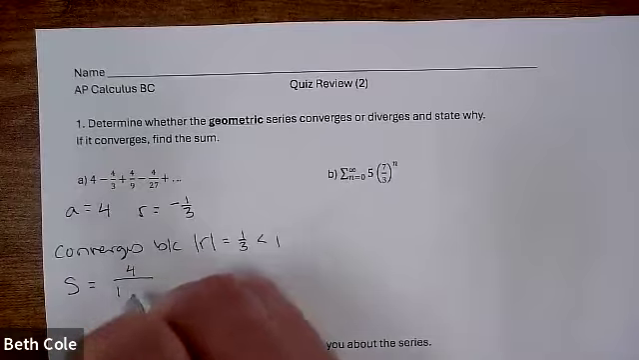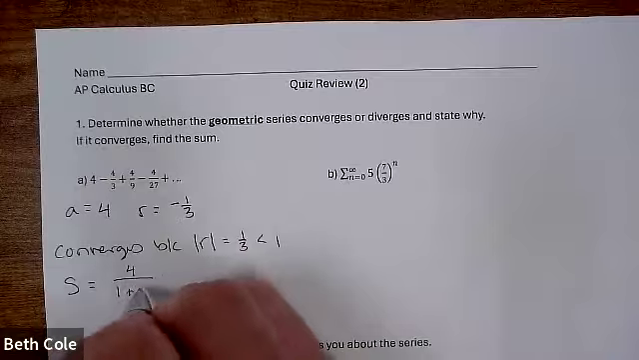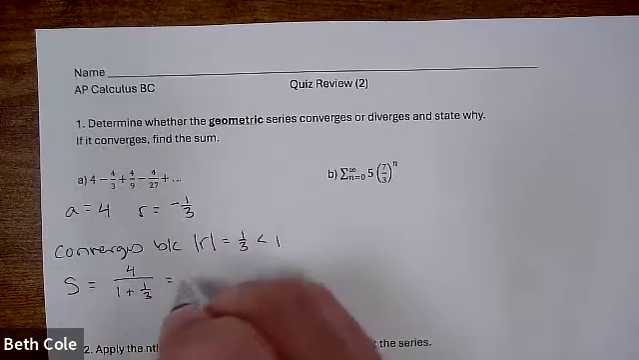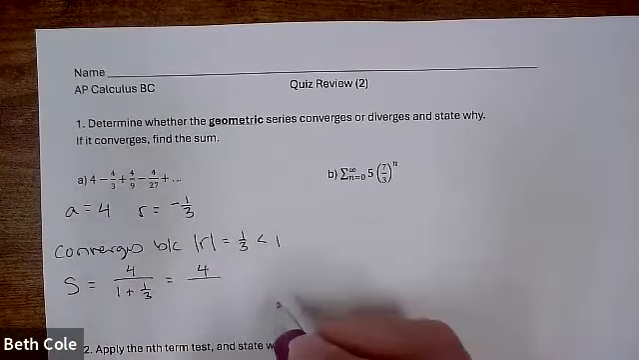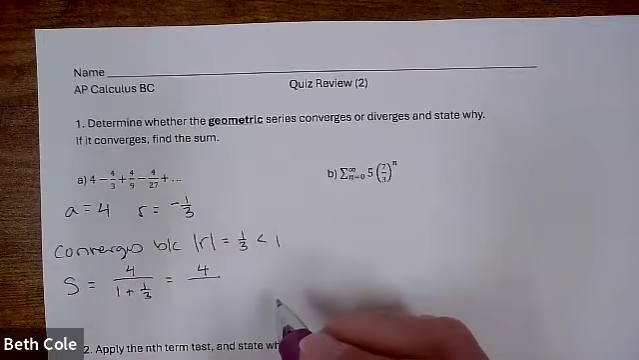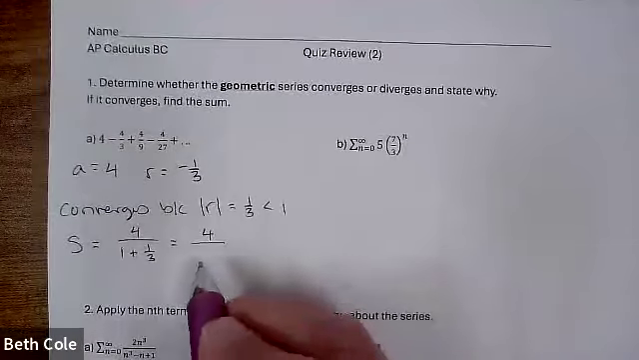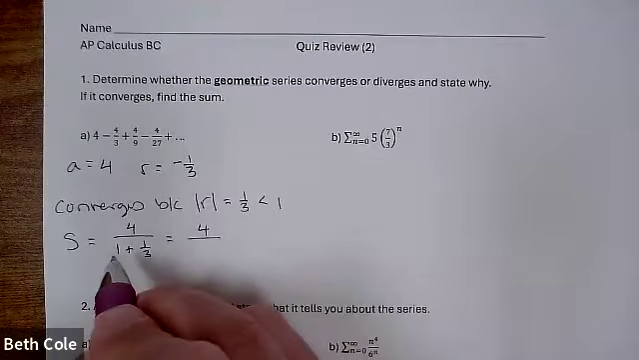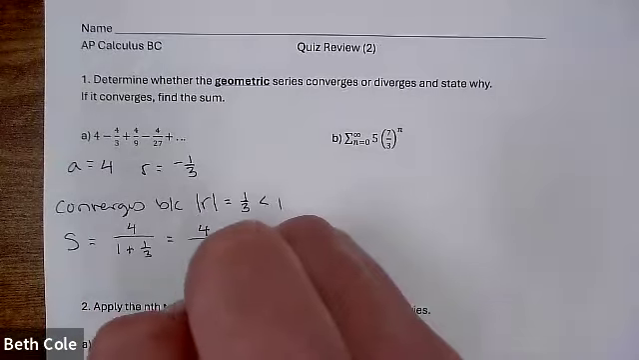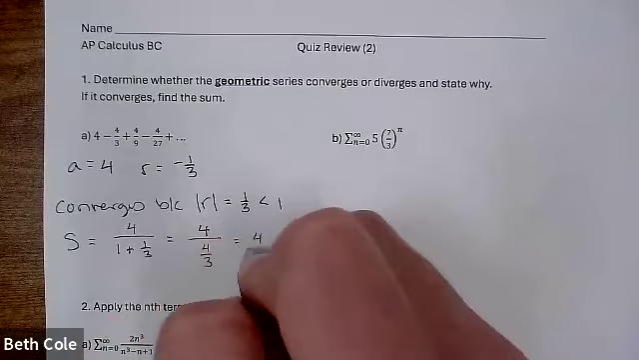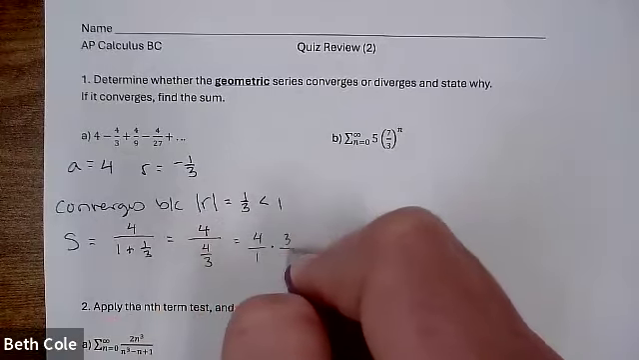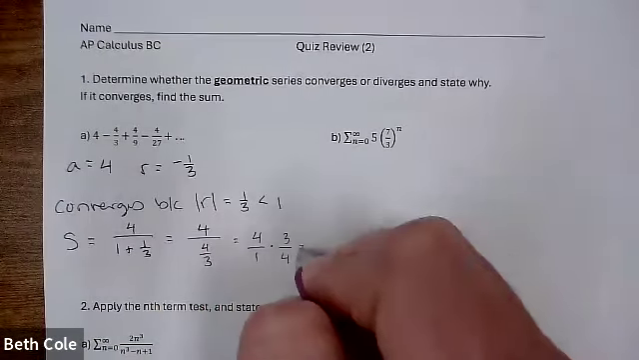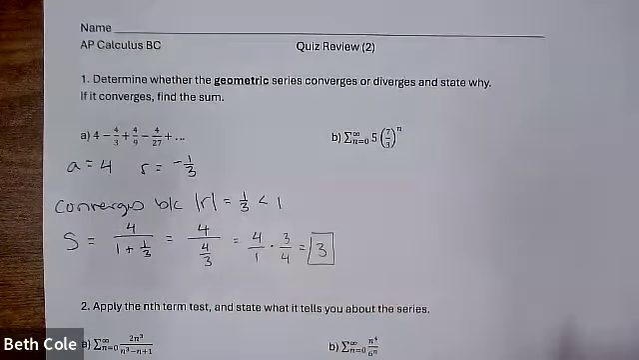It's A over 1 minus R. That would be minus negative 1/3, so plus 1/3. I do want you to simplify these because if it was multiple choice, the choices aren't going to look like this. So simplifying it is a good skill. All right, this would be 3/3 plus 1/3, so 4/3. And we're going to multiply by the reciprocal. The 4's cancel, and so we just get 3.